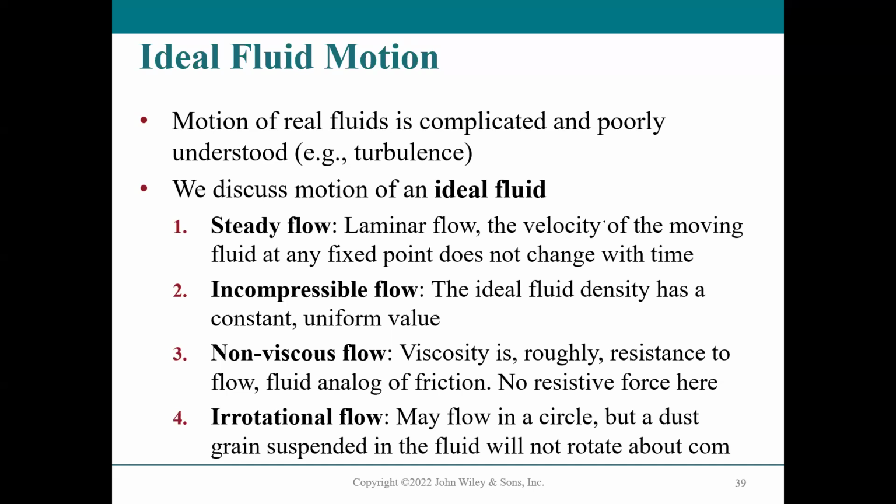So for ideal fluids, there are some points. The first characteristic is steady flow. Steady flow means the velocity of the moving fluid at any fixed point does not change with time. And then incompressible flow: the ideal fluid density has a constant uniform value. And non-viscous flow: viscosity is roughly resistance to flow, the fluid analog to friction, and there is no resistive force. And irrotational flow.